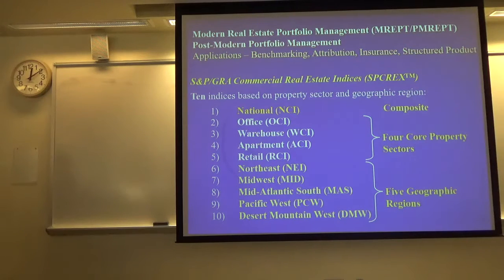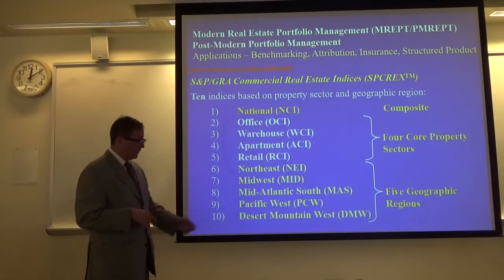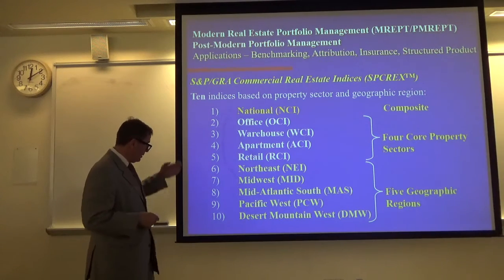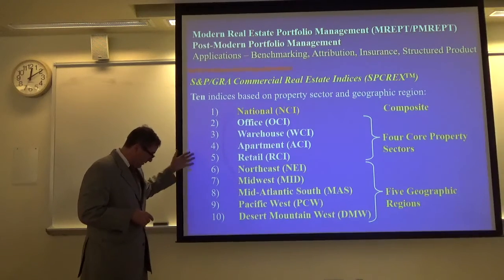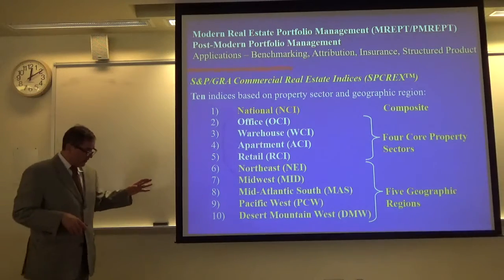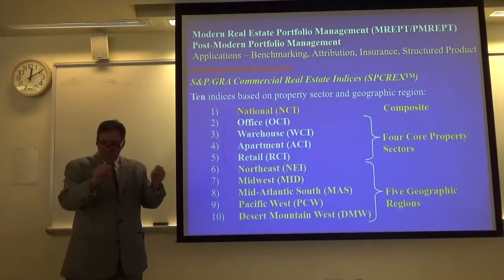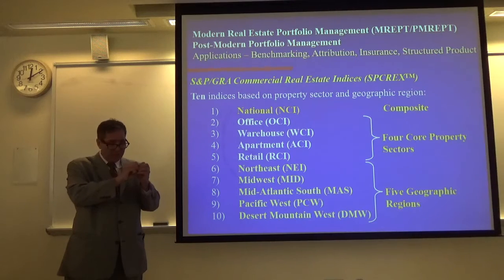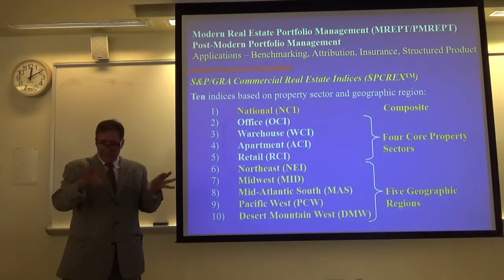So what we did, it took us about 4 months to design the methodology, and it took us another 8 months to actually build the data processing platform with all the algorithms. And we came up with 4 or 10 property indexes, a national, 4 property sector indexes, and 5 geographic regions. And then actually these could then be broken out into metro groupings, cities, counties.